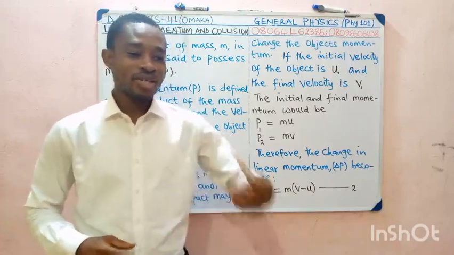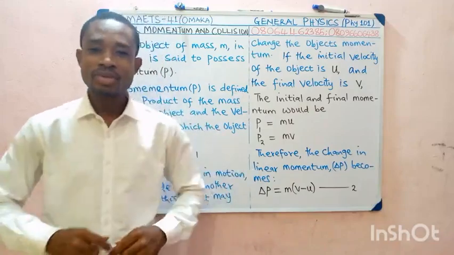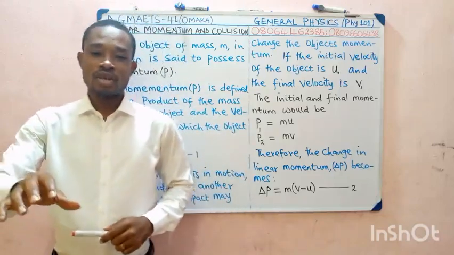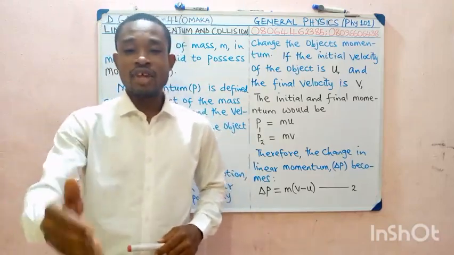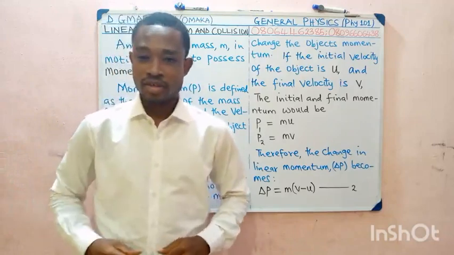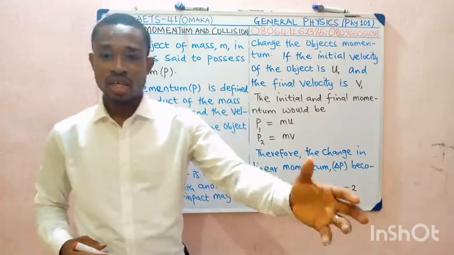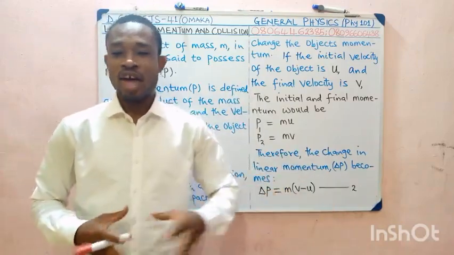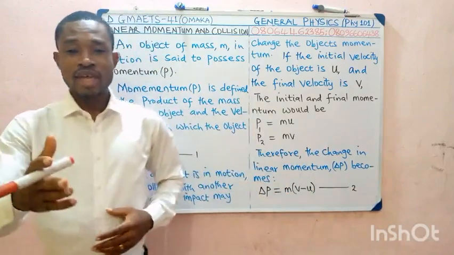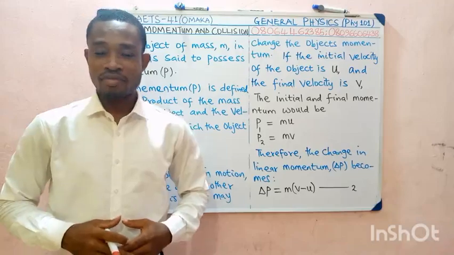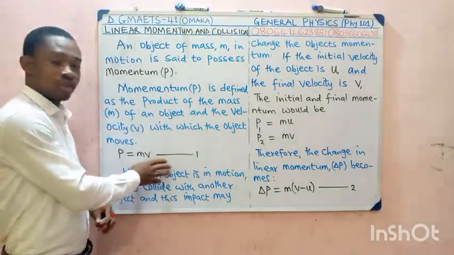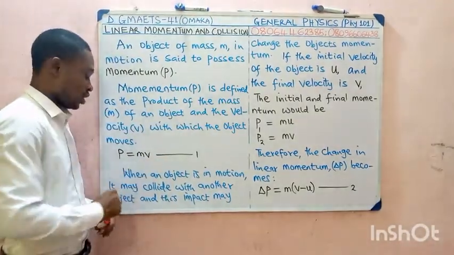In most cases, you hear someone say, I have momentum. So what is this momentum? It is simply the product of mass and the velocity of an object. If the object is moving, it has velocity. Simply multiply the mass of that object by its velocity, and you get the momentum of that object. We have this equation here that momentum is equal to mv.